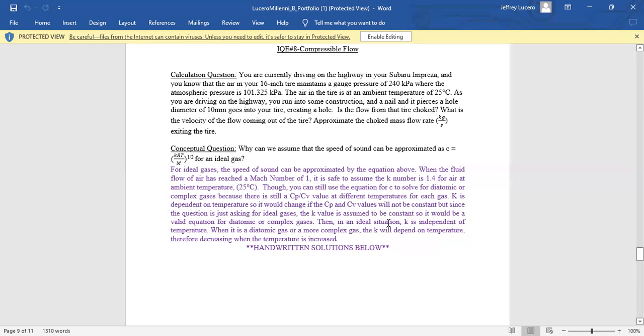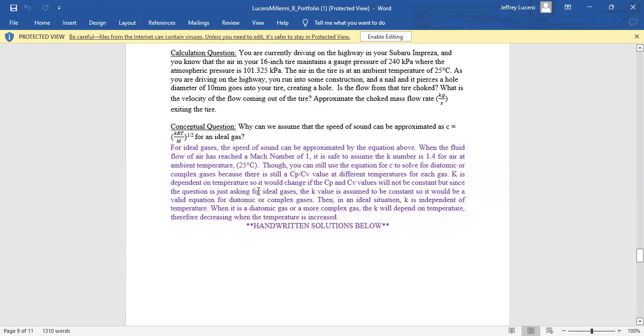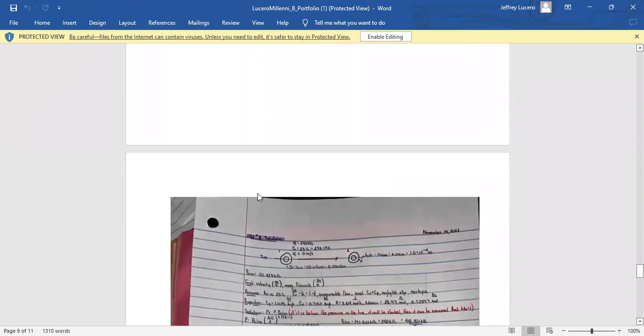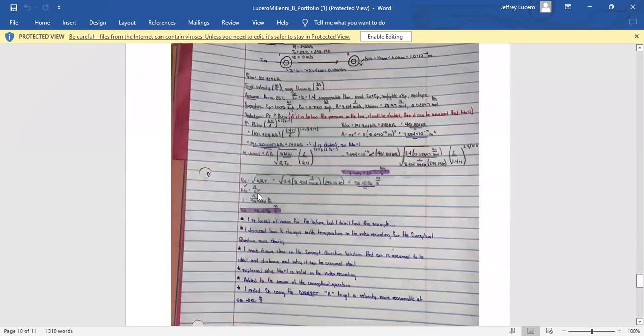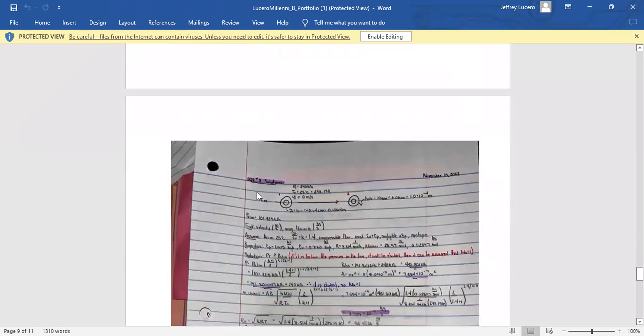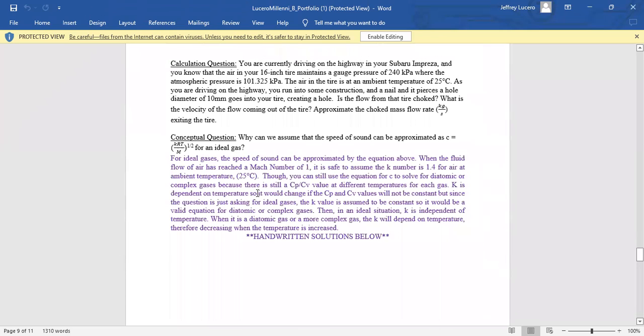Then in an ideal situation, K is independent of temperature. When it is a diatomic gas or more complex gas, K will depend on temperature. We know that the theory is that as temperature increases, K will decrease. But that is for more of an ideal situation than a more complex or diatomic gas.